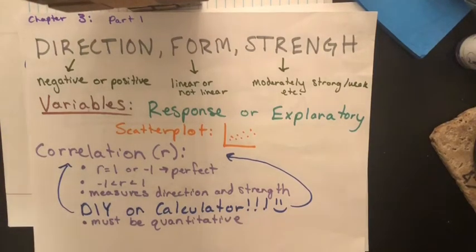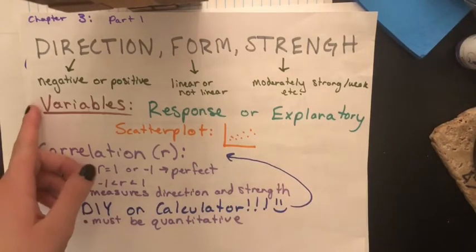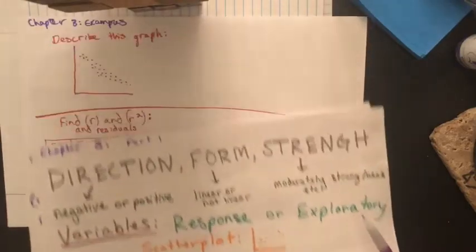Okay, chapter 3. I personally think chapter 3 is the hardest, so I apologize if I don't do a perfect job. So when describing a graph, you're going to use direction, form, and strength. Direction is if it's negative or positive, form is if it's linear or not linear, and strength is basically, you can say things like moderately strong, moderately weak, very strong, very weak. So that's just some examples.